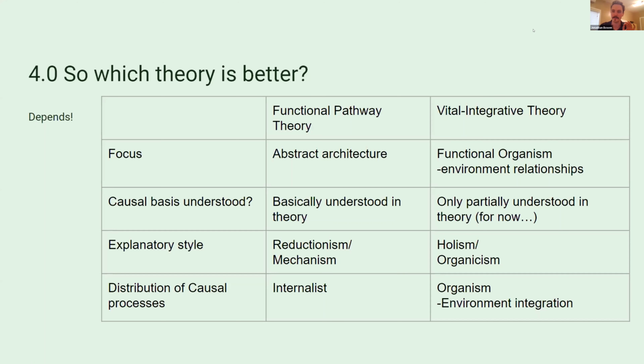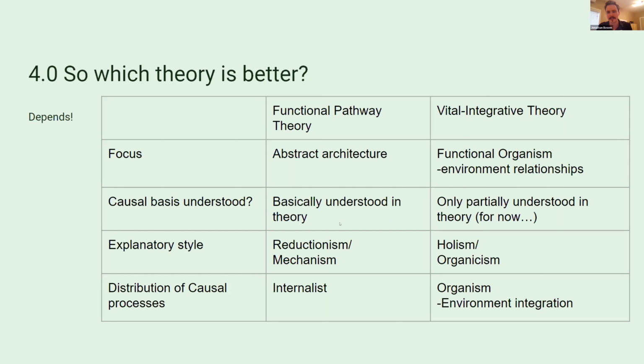Now, I don't know if I have time for this, but just to sum up, here are some differences between these two views. So the functional pathway theory of responsiveness takes it that responsiveness is about implementing a certain kind of abstract architecture. The vital integrative theory, on the other hand, really focuses on the relationships between the organism and its environment insofar as they meet its needs. Now, how do we understand the causal basis of responsiveness on these two views? Or how much do we understand it?